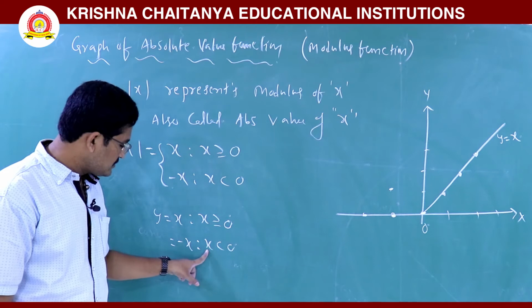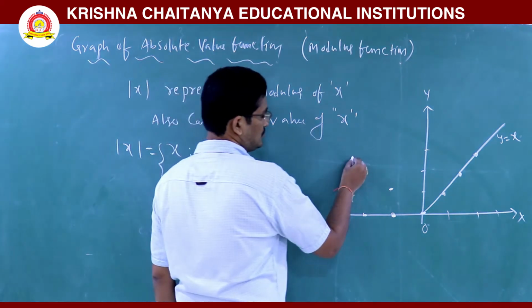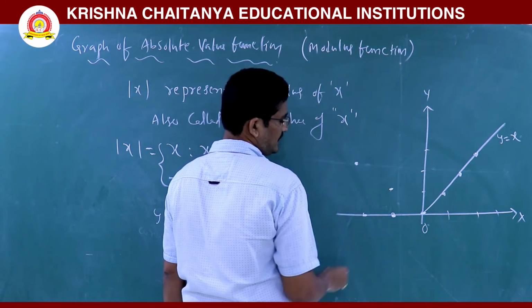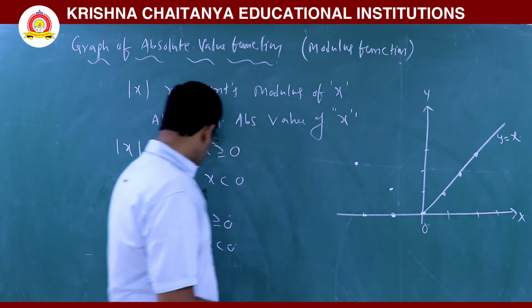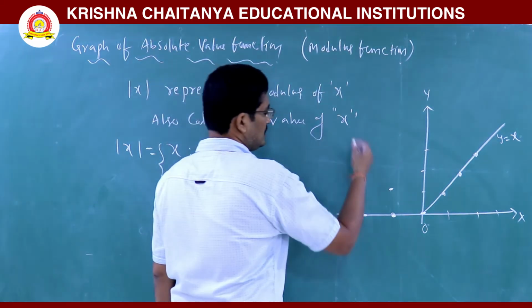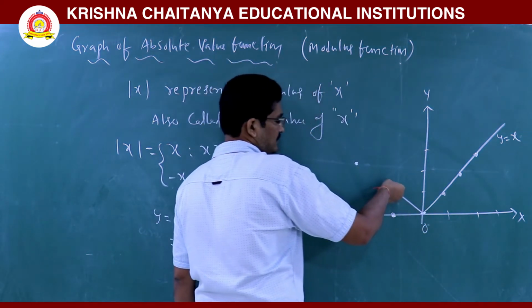x equals minus 2, then y equals minus of minus 2, that is minus minus 2 plus 2. x equals minus 3, then y equals 3. Okay, so in this way we have to draw the graph of y equals minus x, this one.